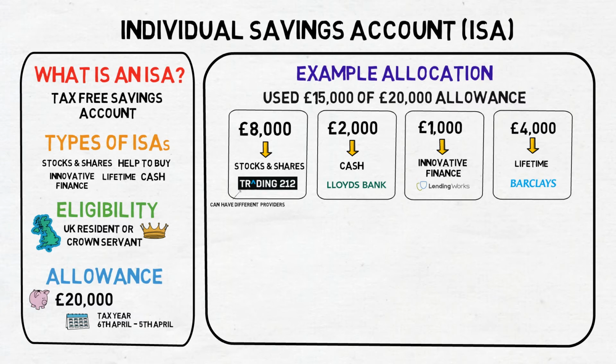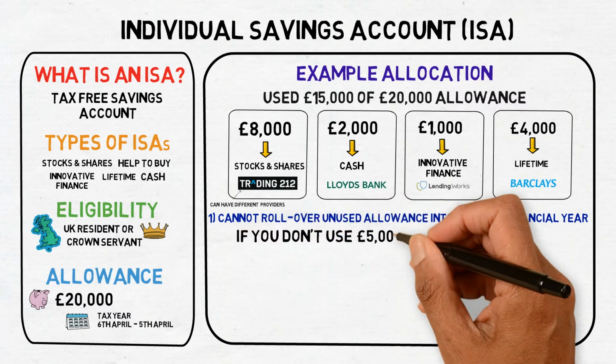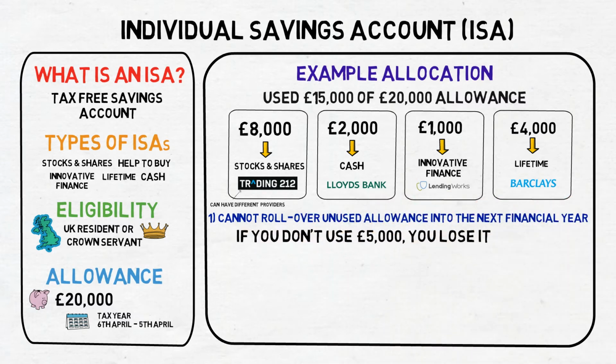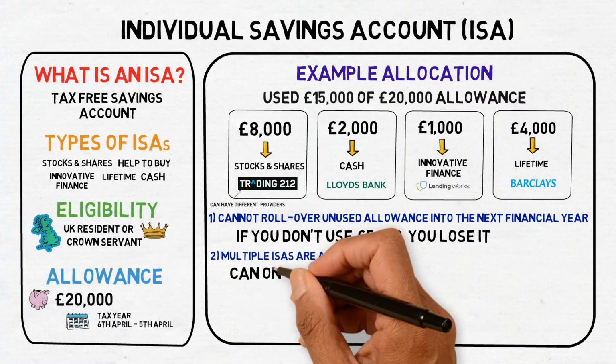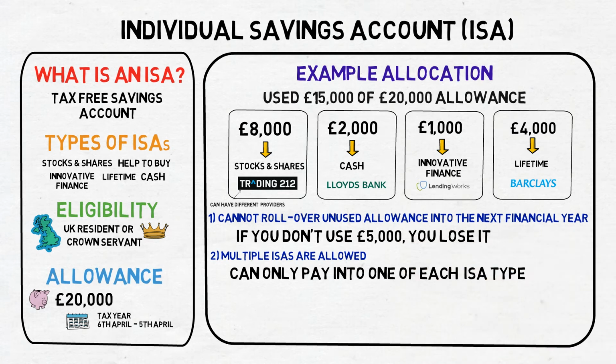There are 3 important conditions to remember. Firstly, your unused allowance cannot be rolled into the next financial year. So with the example, if the remaining £5,000 is not used by the end of the tax year, it's gone and will not be added to next year's allowance. Secondly, multiple ISAs are allowed, but you can only pay into one of each type of ISA each tax year. So if you opened a Cash ISA 2 years ago, another last year, and one this year, you are only allowed to pay into one of these Cash ISAs this tax year.